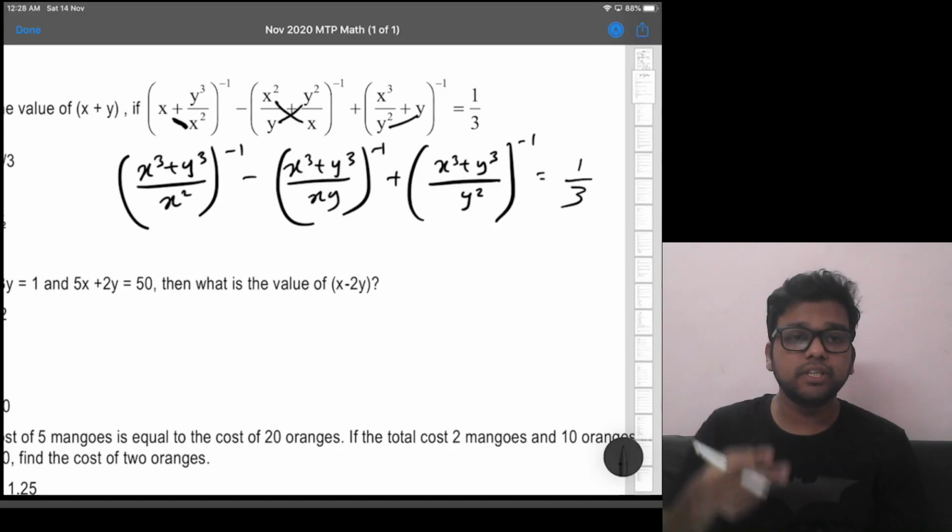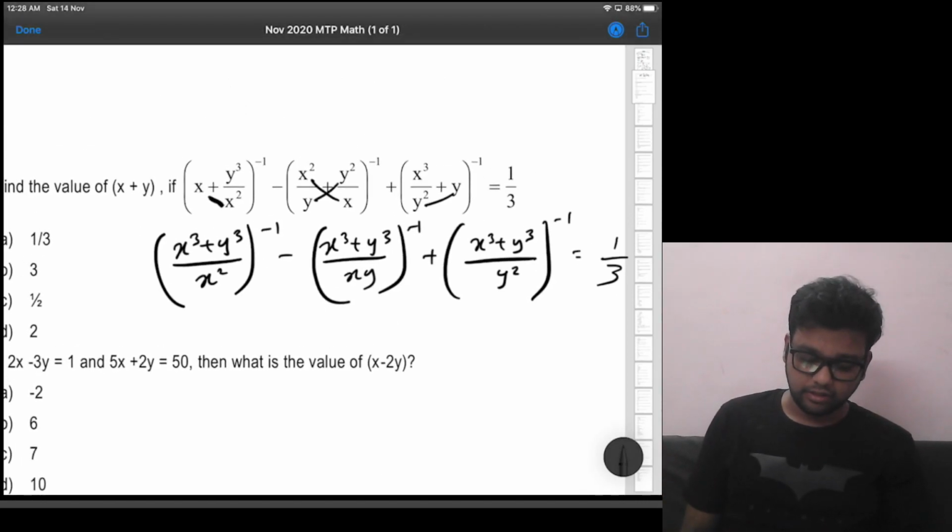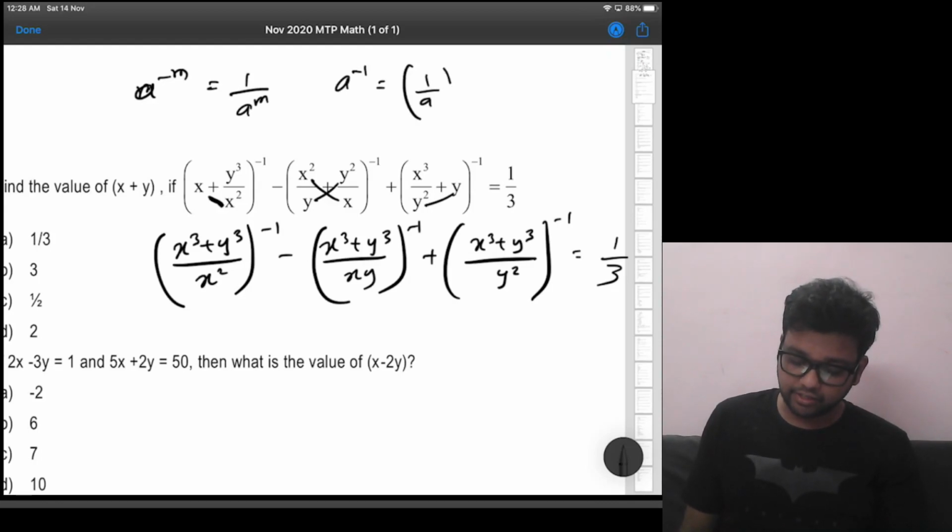Now raised to minus 1 means what? Reciprocal, because understand, a raised to minus m is what? 1 upon a raised to m, right? So a raised to minus 1 is nothing but 1 by a raised to 1.